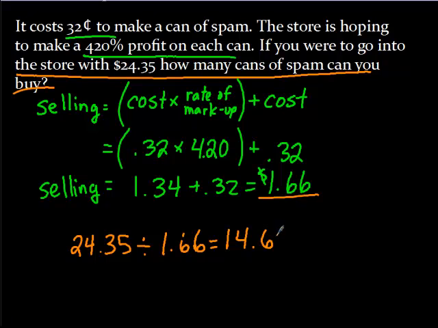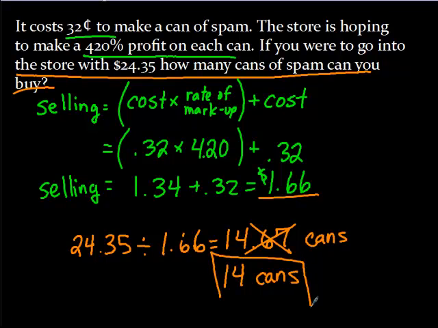When we do this division, we actually get an answer of 14.67 cans. Now, I don't know about where you shop, but I know with where I shop, I can't buy 0.67 of a can. It's either one whole can or no cans. So we can chop this 0.67 off. We can only buy 14 cans. We can't buy more than that because we don't have enough money. We could buy less than that, but the most we can buy is 14 cans.